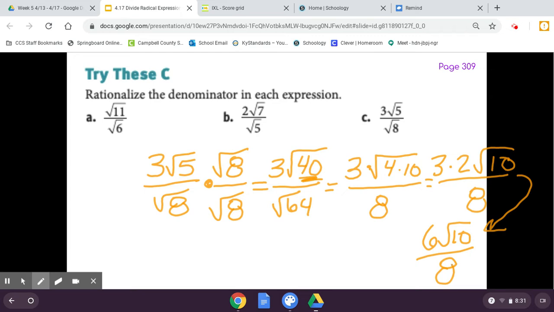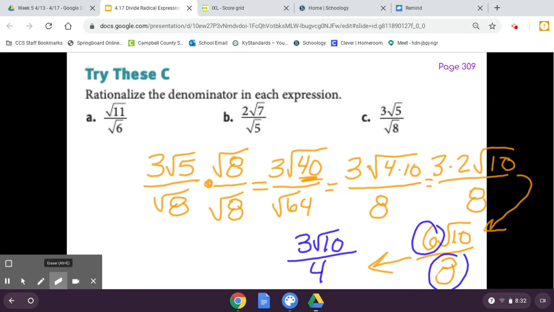Well, no, that's not the end. We can simplify more. This 6 and this 8, oh, sorry, I didn't mean to make that look like 16 and 18. The 6 and the 8 are both divisible by 2. So our final answer then would be 3 square root of 10 over 4. Okay, so I divided both of these by 2 to simplify it. Okay, so that's it for this page.